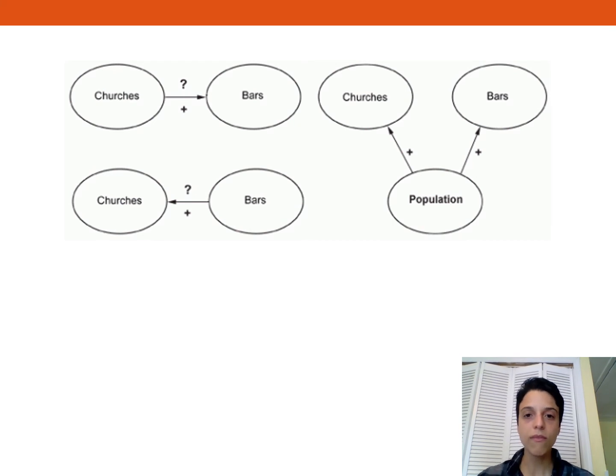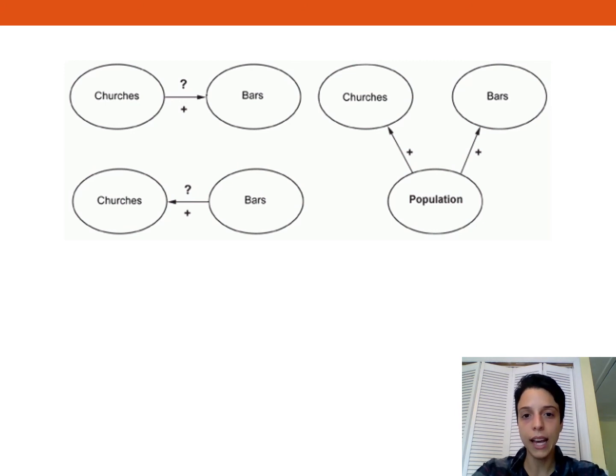And there are a lot of examples of spuriousness out there. One spurious relationship is that the number of churches and the number of bars in a location are correlated. So you might think to yourself, is it that people like to drink after they go to church, or is it that drinking makes people need church? Do we have a causal relationship here?